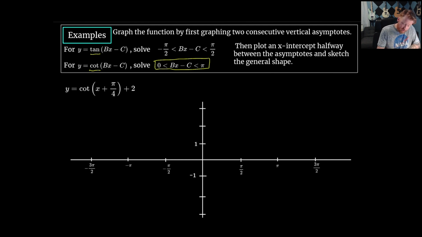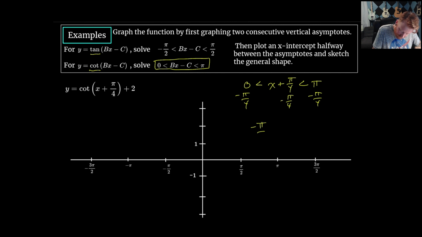In order to get our vertical asymptotes, we're going to look at 0 less than x plus pi over 4. We're not putting equality here because we have asymptotes on the endpoints. We can't include them here. Less than or equal to pi, so we will subtract pi over 4 from everywhere, and we will end up with negative pi over 4 less than x less than 3 pi over 4. So this tells us where one full period will be.